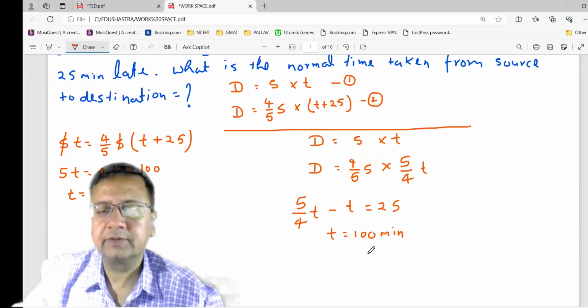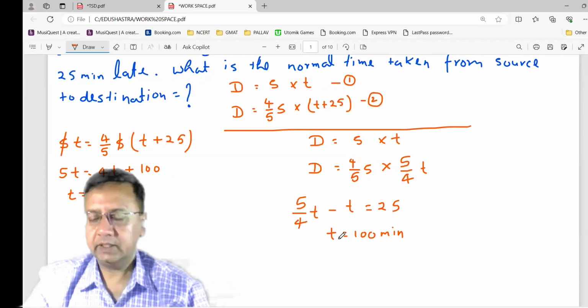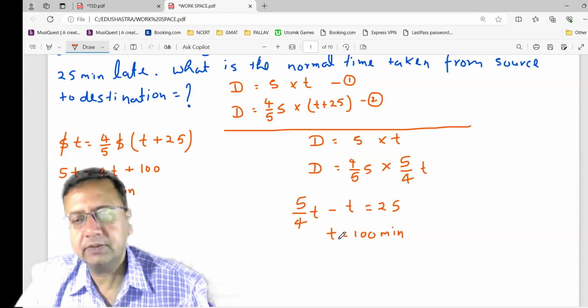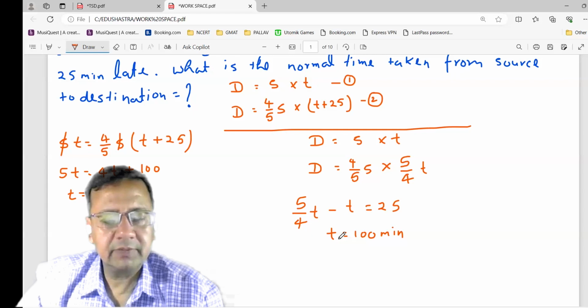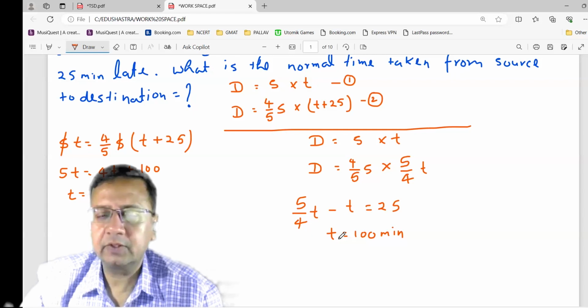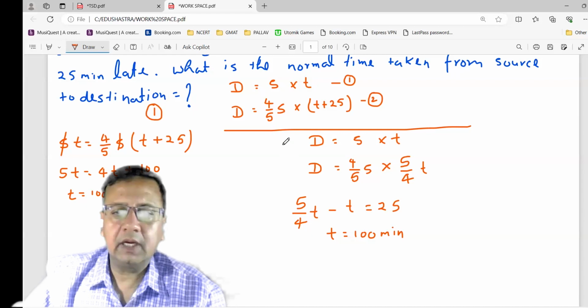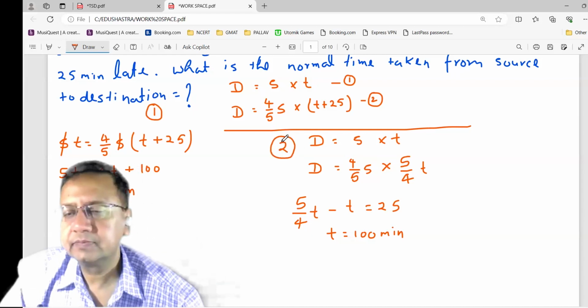Just check. Taking an LCM and simplifying this relation, 5 by 4t minus t is equal to 25. So I suppose everyone must be getting t is equal to 100 minutes. Yeah. So this is your first method and this is your second method.